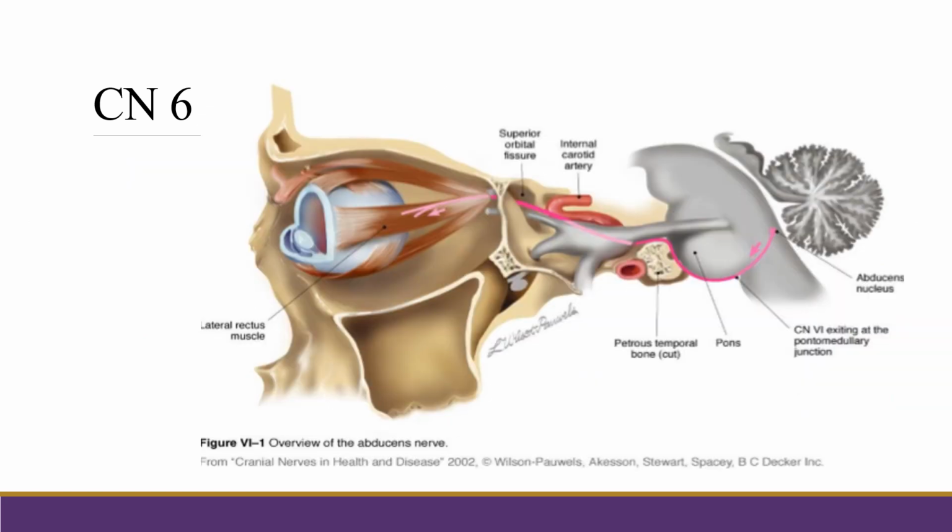Another picture here to give you a visual of it, so you can see that abducens nucleus, and then cranial nerve 6 exiting at the pontomedullary junction, cruising along near that trigeminal nerve, and then going up to the lateral rectus muscle out through the superior orbital fissure. You can see its relationship to the internal carotid as well.